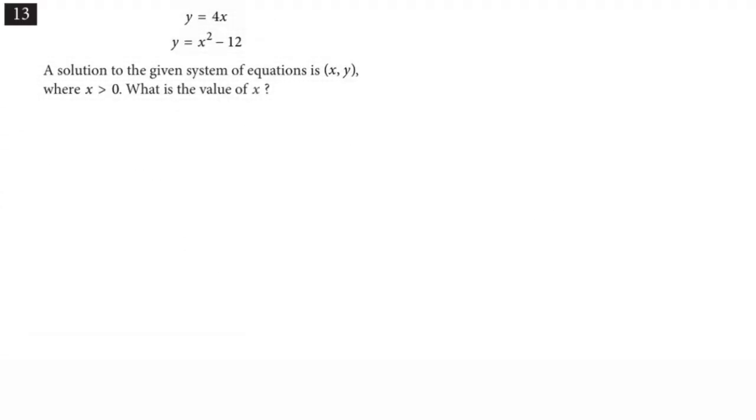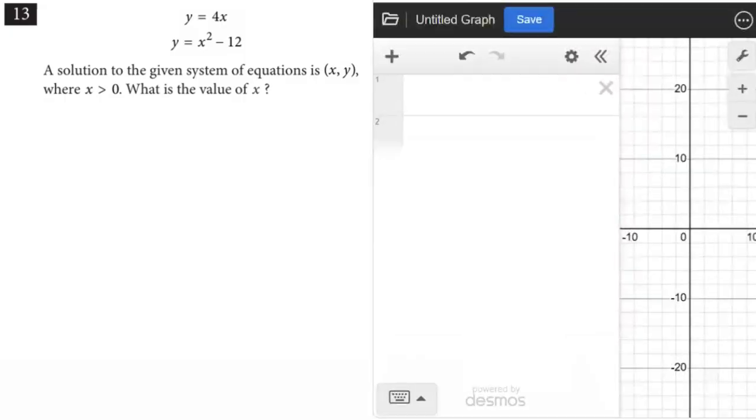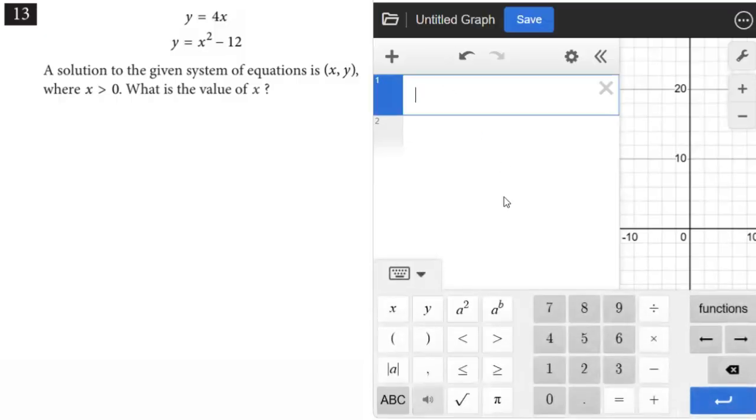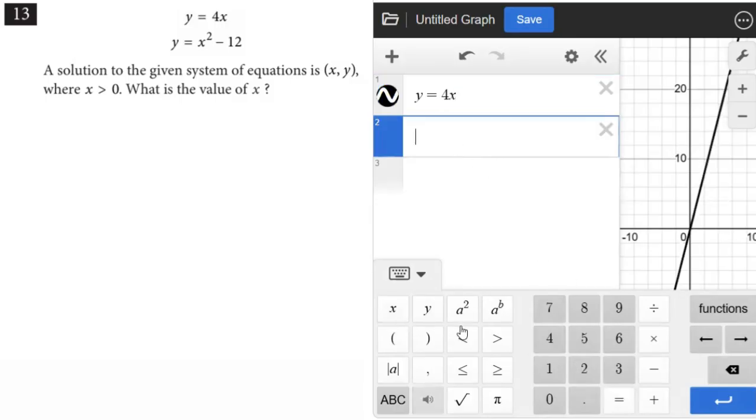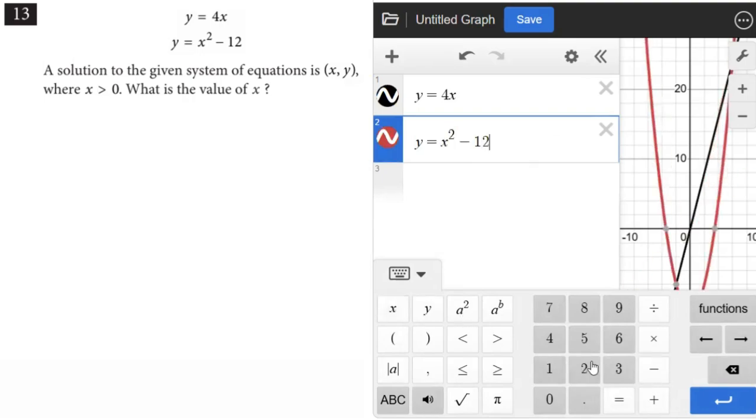Question 13. A solution to the given system of equations is (x, y), where x is greater than 0. What is the value of x? So let's open the graphing calculator and feed these equations. y equals 4x, that's a line. And the second one is a quadratic curve, y equals x squared minus 12.